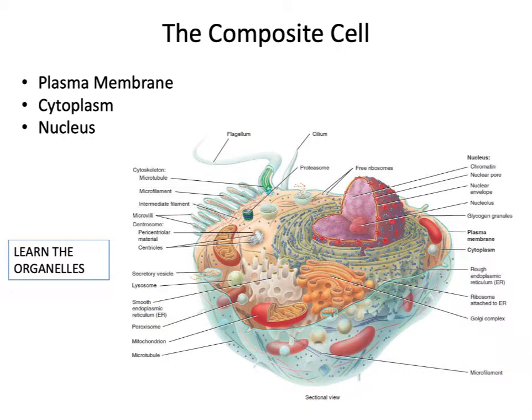Hi everybody, welcome back. Today we're going to be talking about the plasma membrane and transport across the membrane. The plasma membrane acts as a barrier between the inside and the outside of the cell, and it's very important in controlling the flow of materials across itself.